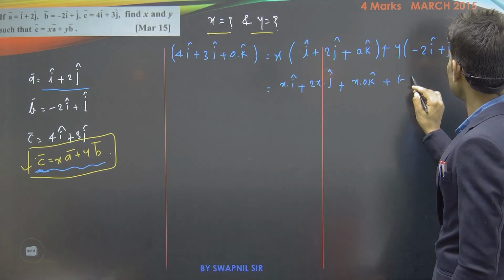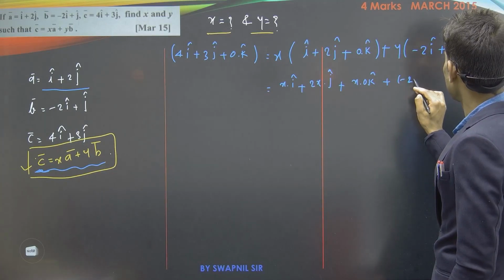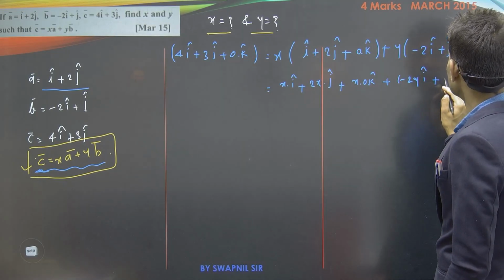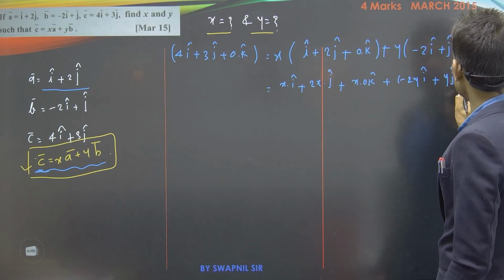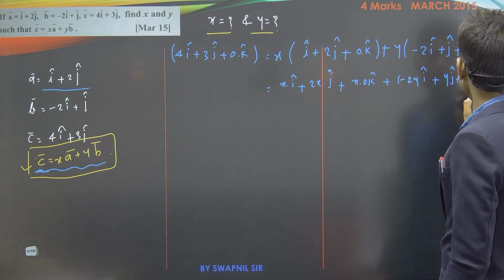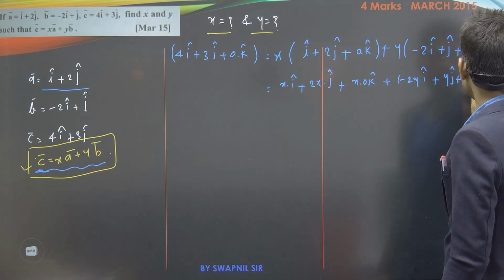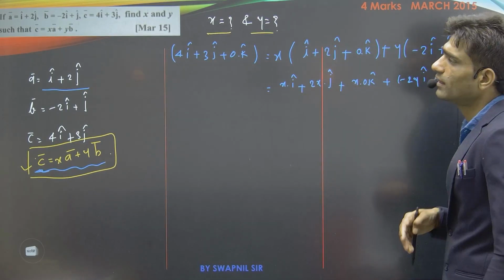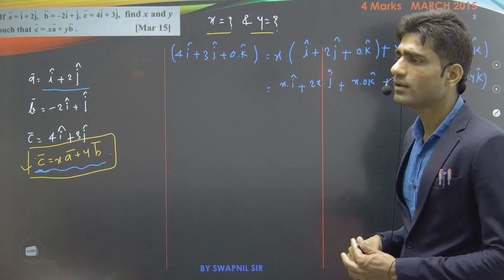Minus 2 times y into i cap, plus y into j cap, plus 0 into y into k cap. This is just a multiplication of x under the bracket here. Nothing extra done here.